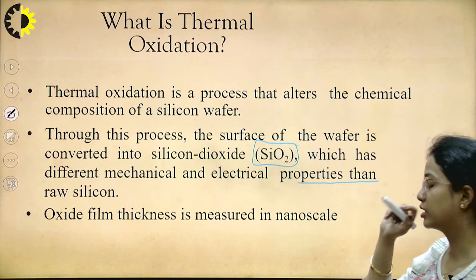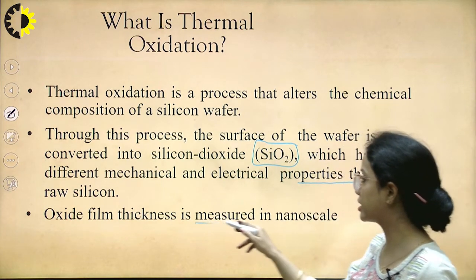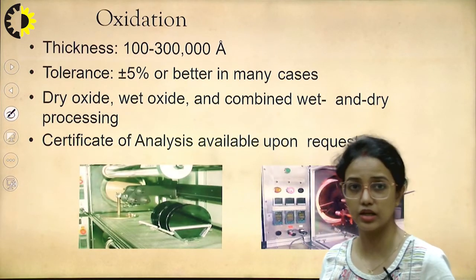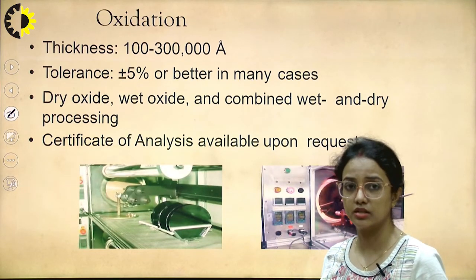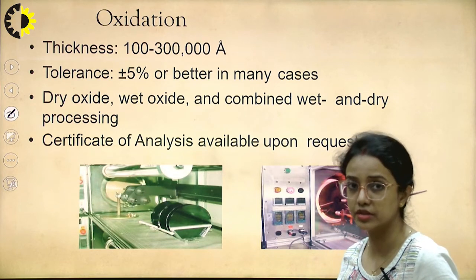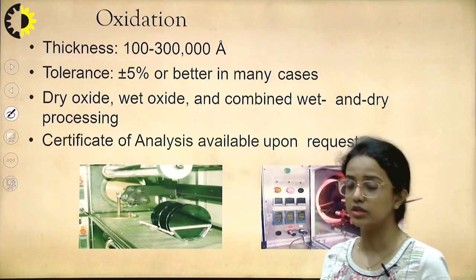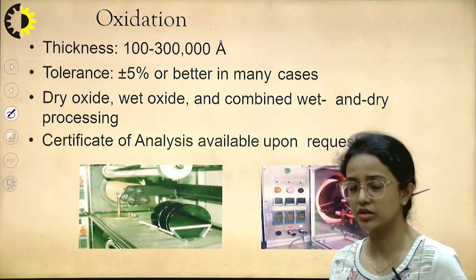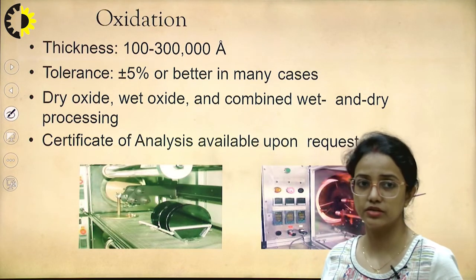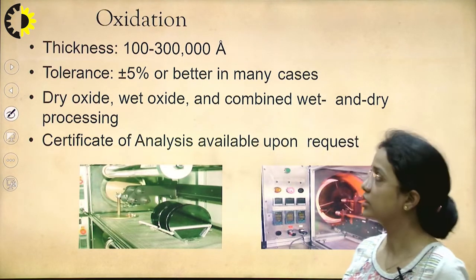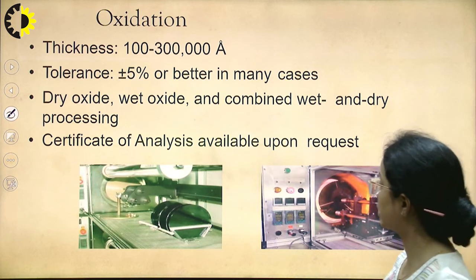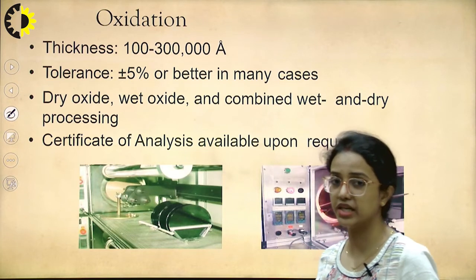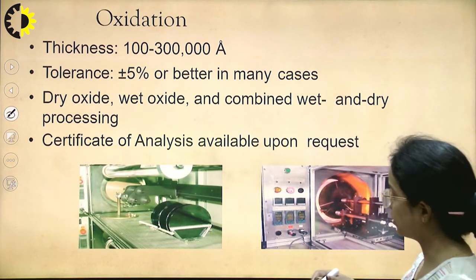Now what happens? Oxide film thickness is measured in the nanoscale regime. Here we see that the thickness ranges from 100 to 300 angstrom. The tolerance is plus or minus 5%, and it is better in many cases. Dry oxide, wet oxide, and combined wet and dry processing can be achieved. A certificate of analysis can be made available, and we can see there are real-time diagrams.